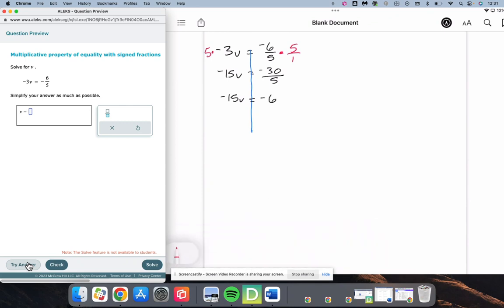V is being multiplied by negative 15. We need to divide by negative 15, which leaves v on the left. Negative 6 over negative 15 on the right. And we can simplify that. Those are both divisible by 3, and they're both negative, so that's going to make it positive. That leaves 2 over 5.